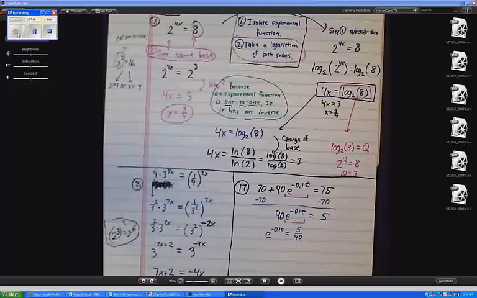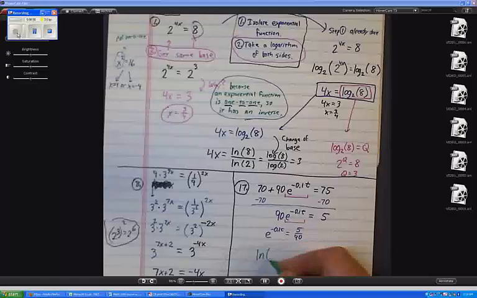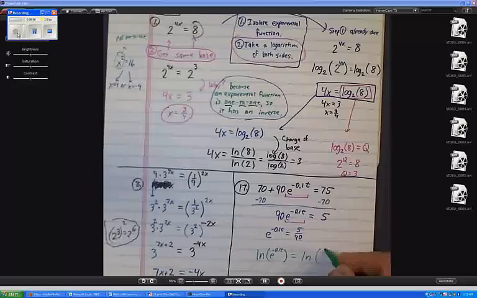How come? We have base e, right? And so you have to pick the logarithm that corresponds to the base you're trying to undo. And so my next step is the natural log of e to the negative 0.1t is equal to the natural log of 5 over 90. Okay?